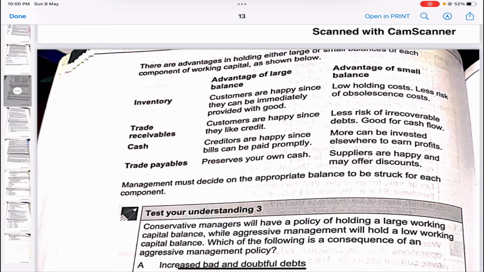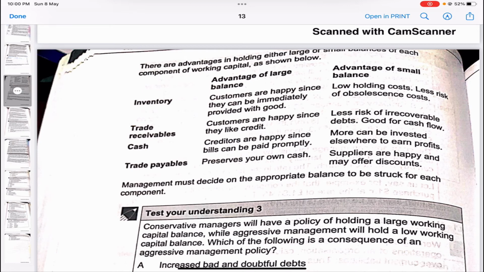Trade receivables are the money which we will be getting from someone. Trade payables are the money we need to pay. When trade receivables has a large balance, customers are happy. Why? Because they're happy to buy things on credit. What are the advantages when cash is large? Creditors are also happy because bills can be paid promptly.